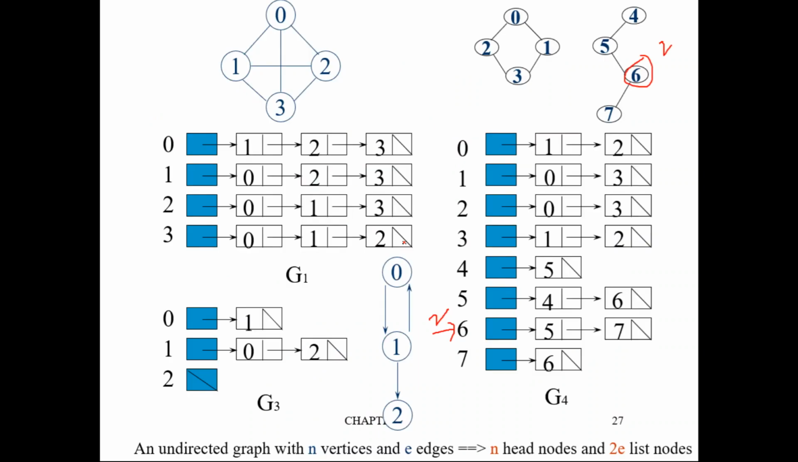Here n represents the number of vertices, and e is the number of edges. Right. So take this particular directed graph. How many vertices are there? 0, 1, 2, 3. So n is 3. How many edges are there? 1, 2, 3. 3 edges are there.